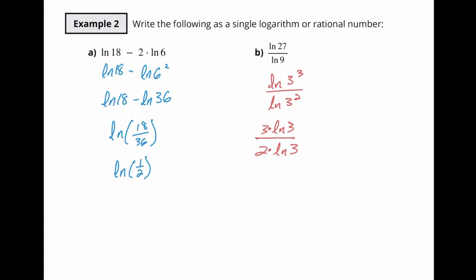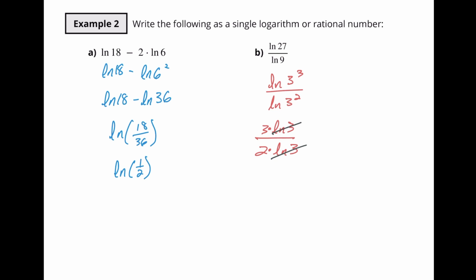Now at this point I can say, since these things are being multiplied together and I don't know what ln of 3 is, I could treat that like a variable. 3 times x over 2 times x, I can simplify those x's out. So I'm going to cancel these two things out, simplify those down, and I'm left with 3/2.